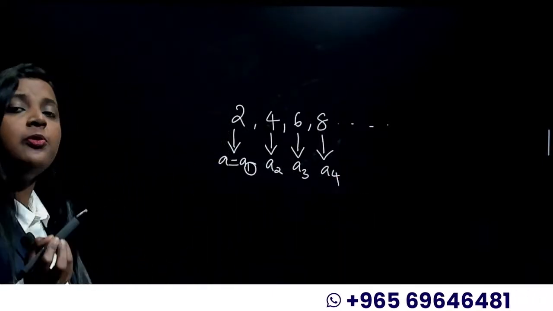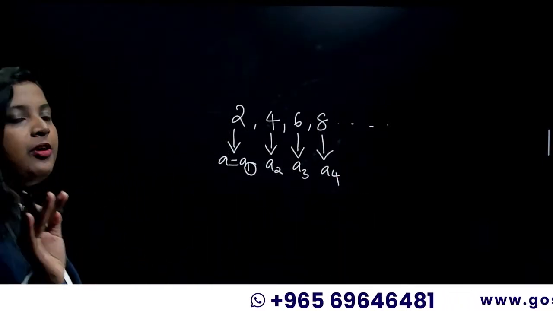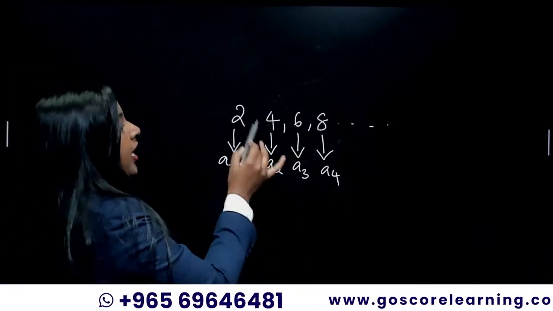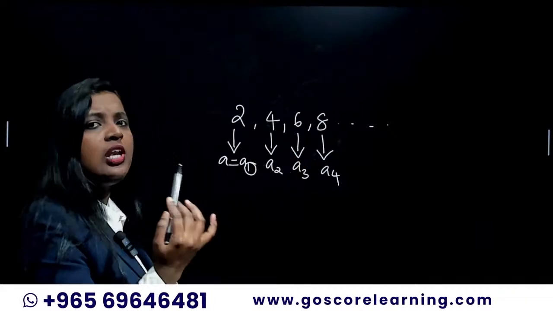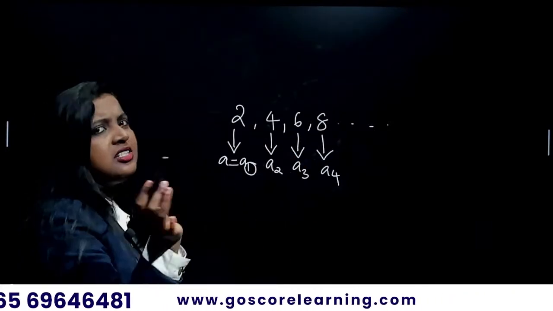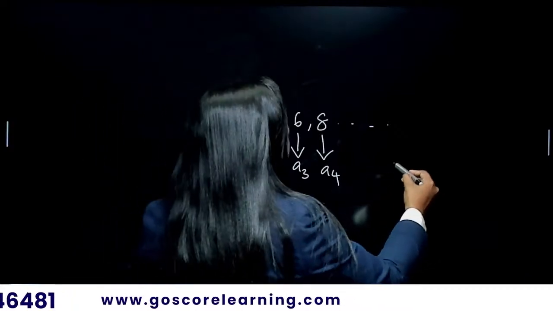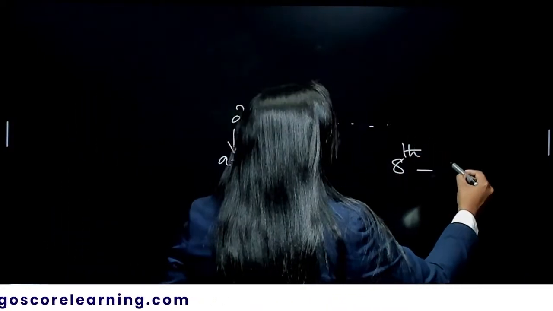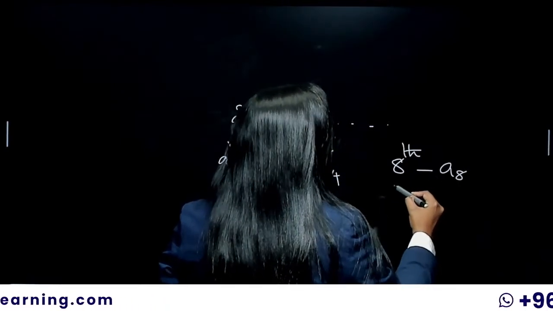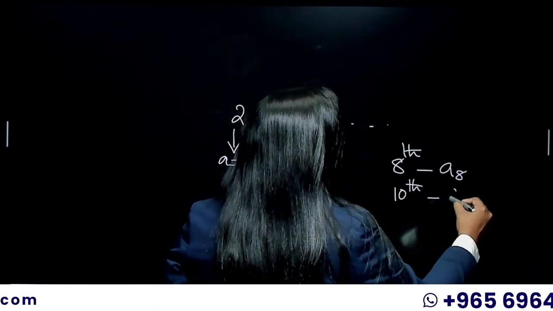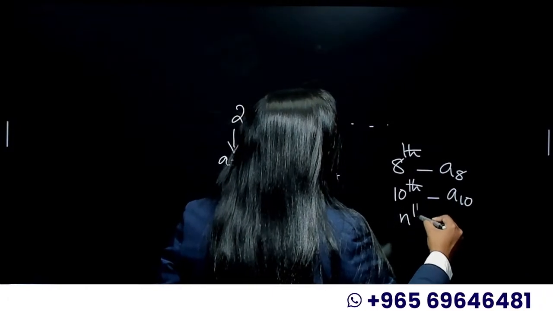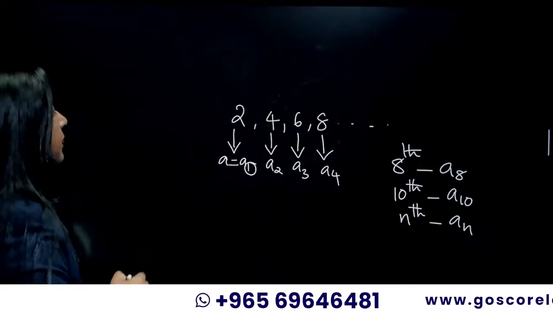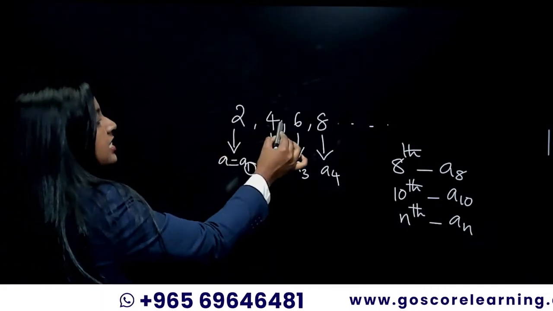Okay, so how will you denote the nth term of an AP? So the first term is A1 or A, the second term is A2, third term is A3. So how will you denote the, okay, let us forget about the nth term. Let us talk about the eighth term. How will you denote the eighth term? It will be A8. Okay, how will you denote the 10th term? It will be A10. So how will you denote the nth term? It will be AN, obviously. Okay, AN.